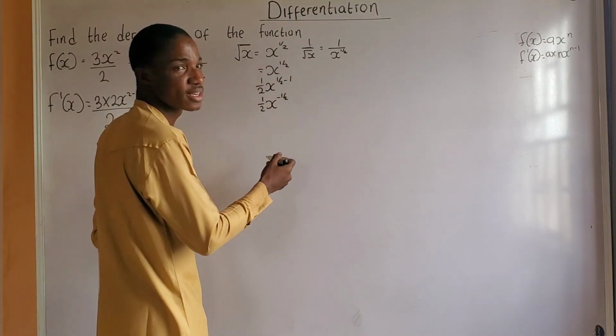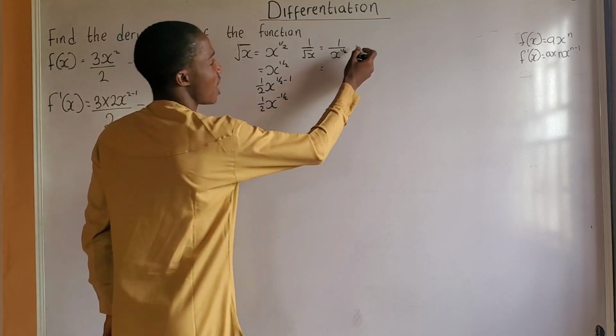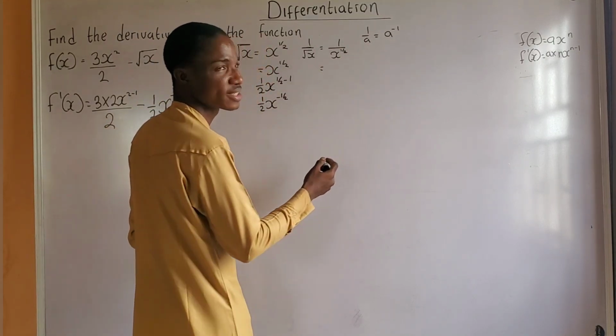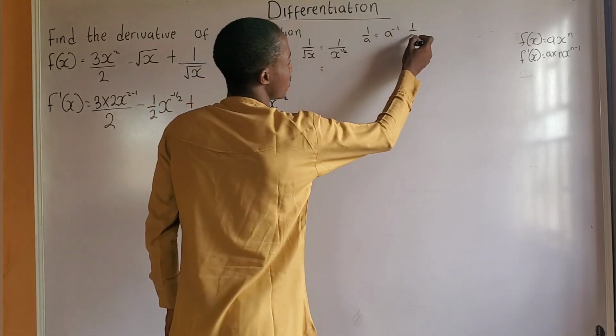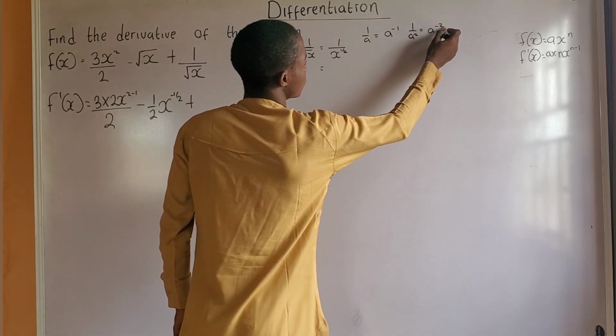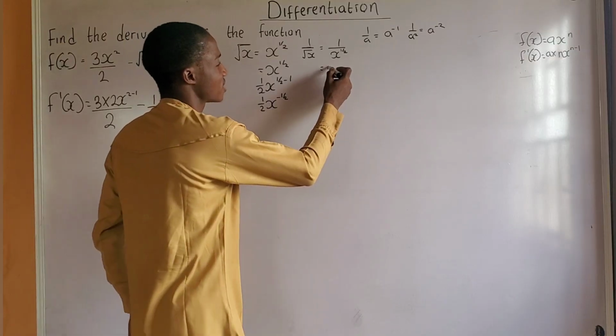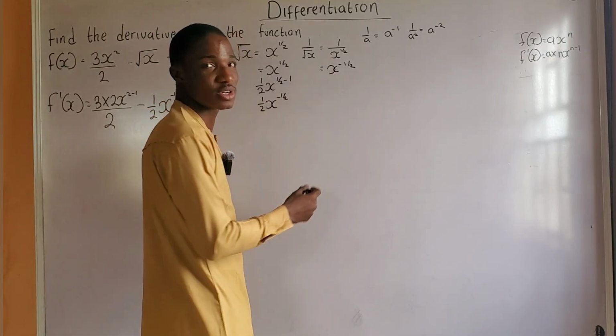1 all over root of x will be equal to 1 over x raised to the power of what? 1 over 2, right? Now, according to the law of indices, if you have 1 over a, it can be written as a raised to the power of negative 1, right? And 1 over a squared is a raised to the power of negative 2. So 1 over x to the power of half will give us x raised to the power of negative 1 over 2. Do you understand?